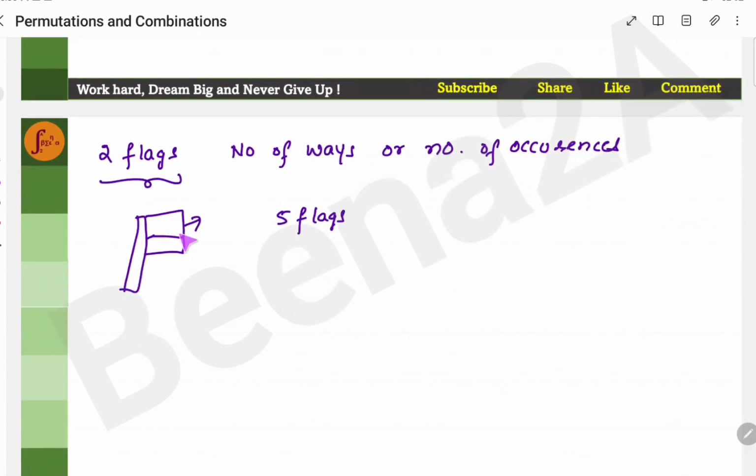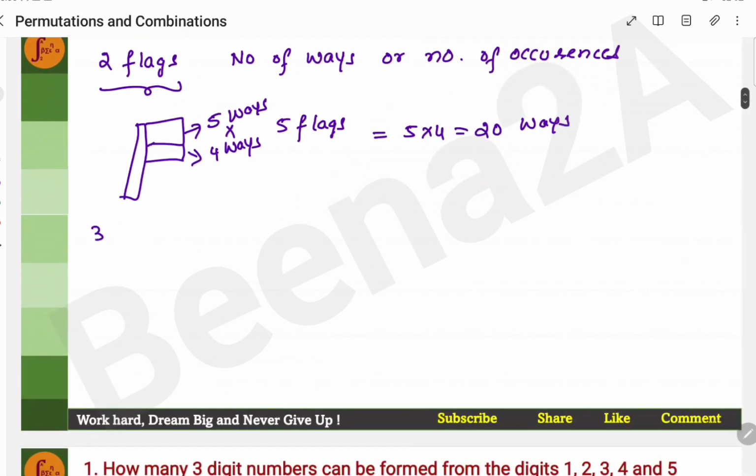5 flags. So the first flag I'll get 5 ways. Second flag, one flag I've already chosen. The second flag should be of a different color. So how many flags are left? 4 flags. 4 ways. So I'll multiply. So 5 into 4, 20 ways. Now I'll do the same thing with 3 flags.